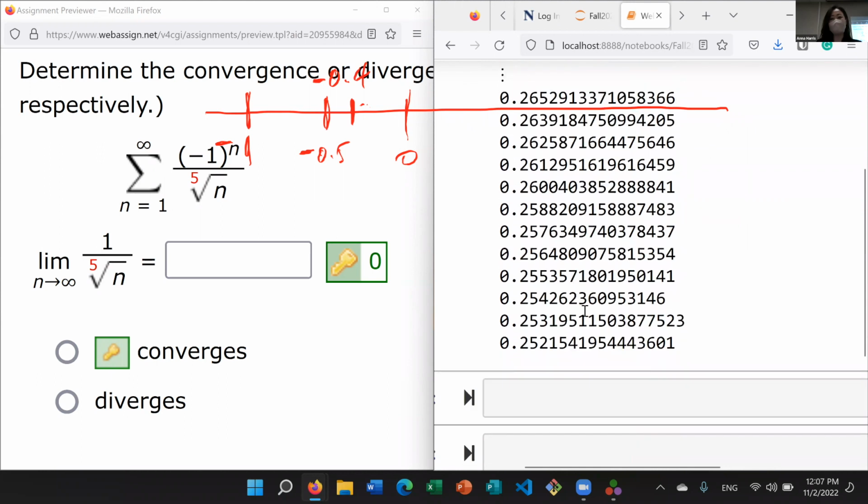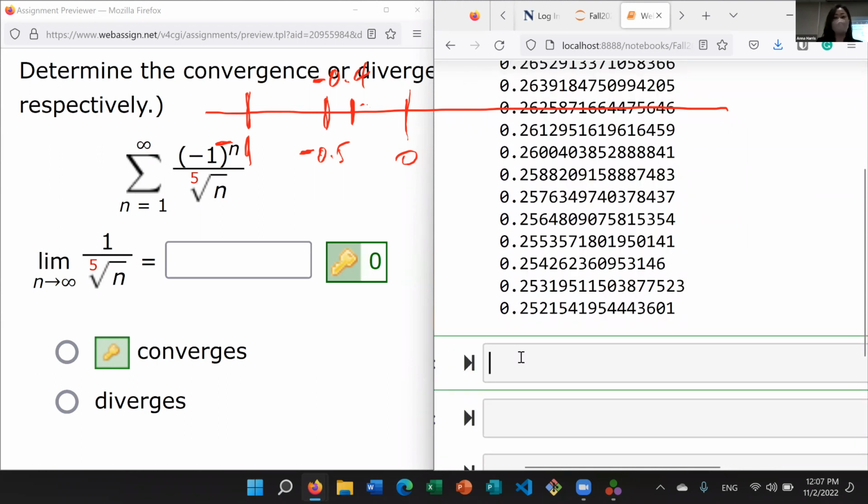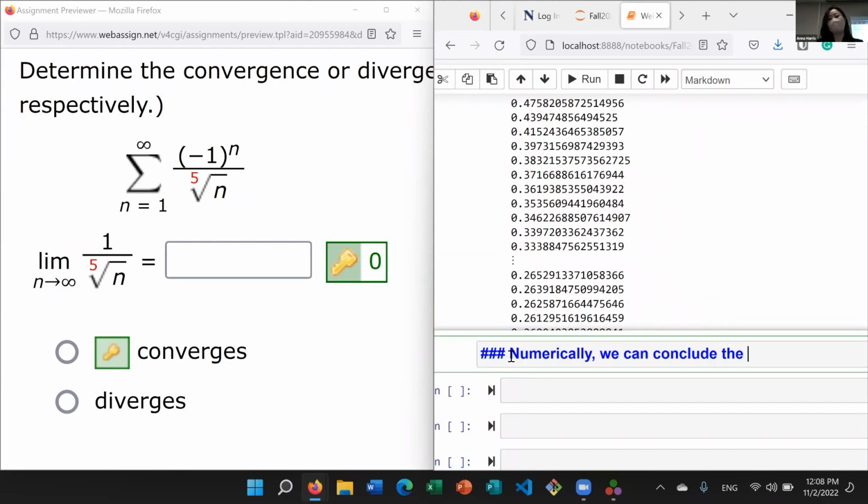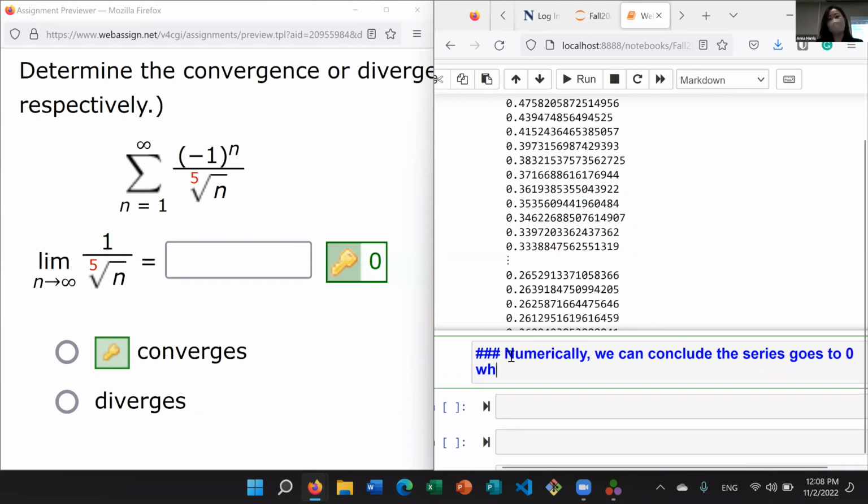I'm going to assume this. Okay, what's the second condition then? What can you say? The series goes to 0 when n gets larger. Therefore, it meets the first condition.